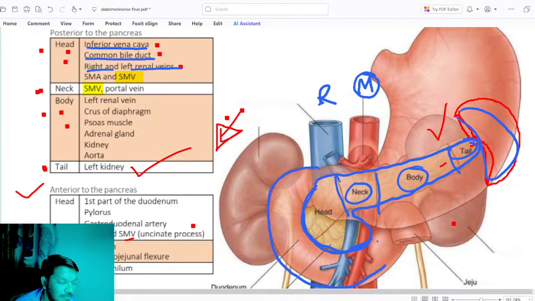And the inferior vena cava is to the right of the aorta. Behind the head we have the inferior vena cava, common bile duct, and the right and left renal veins. The right renal vein is also coming here and the left is going this side, so both are just behind the head. Which one is longer, the renal vein, right or left?